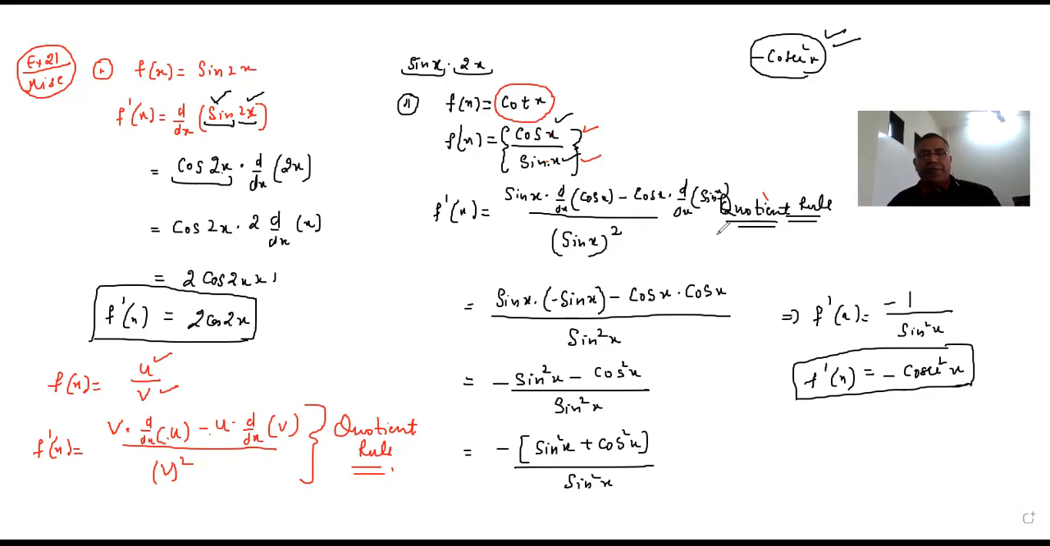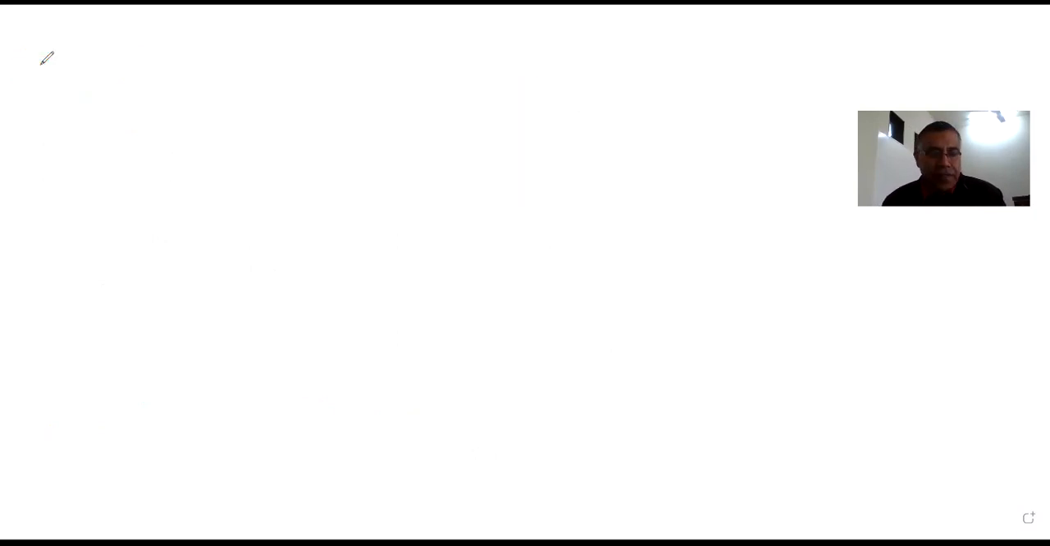Yes, sir. चलिए, देखिए, I'm going to example 22 of miscellaneous exercise. He's saying f(x) is equal to (x^5 minus cos x) upon sin x.